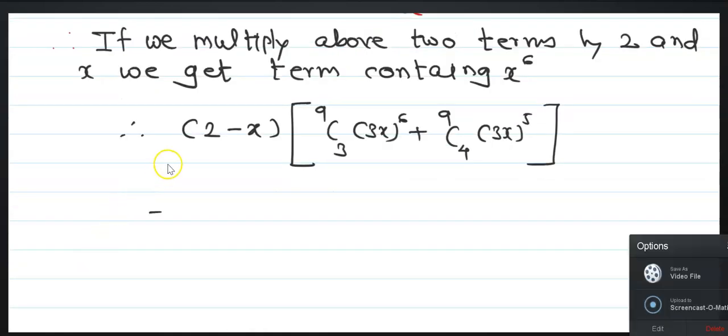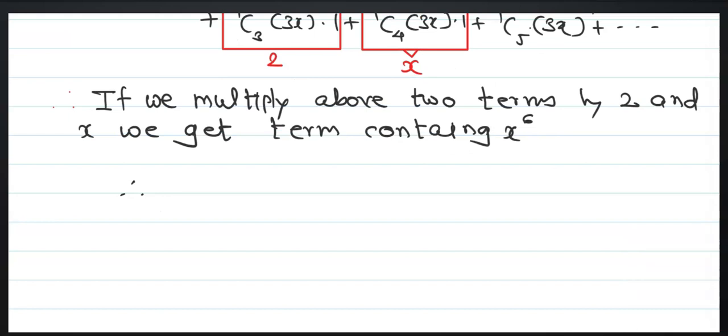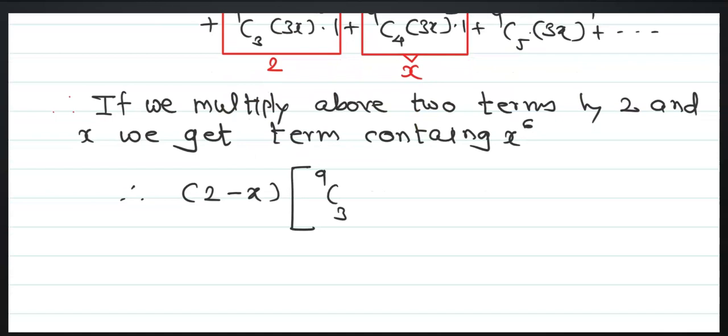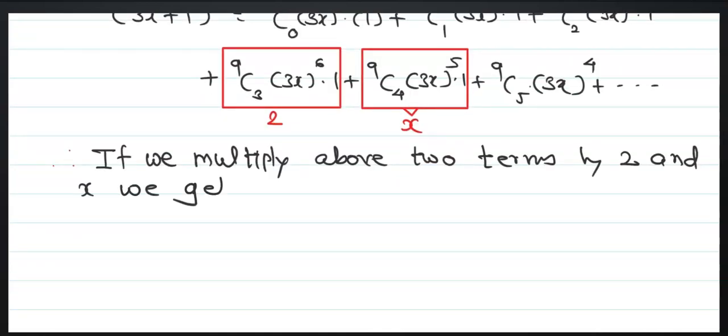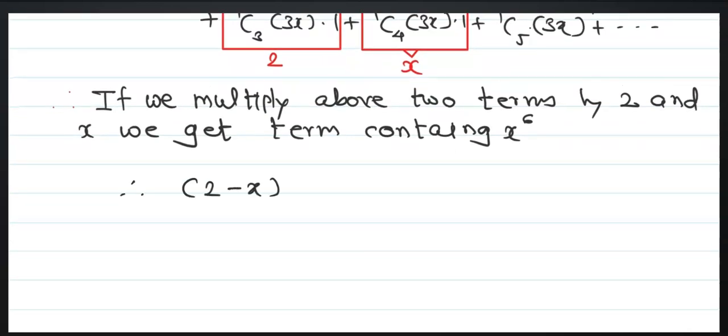Now, this is important. (2 − x), 9C3 (3x)^6 plus 9C4 into (3x)^5. Now, again you can see that we will multiply these two terms by the (2 − x). Therefore, other terms we are not considering here, because we require the coefficient of x raised to 6 only.